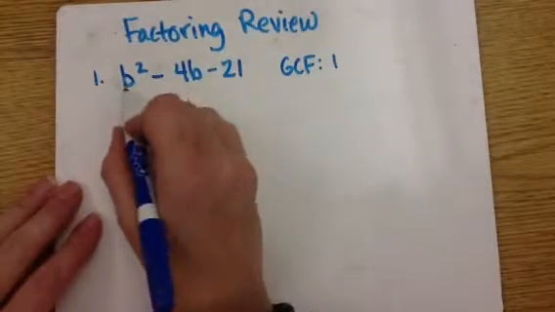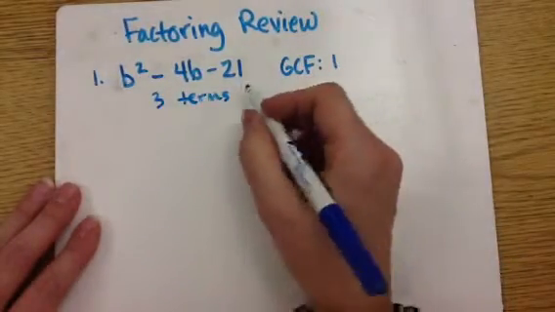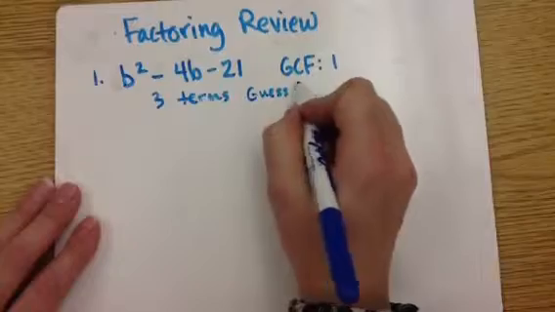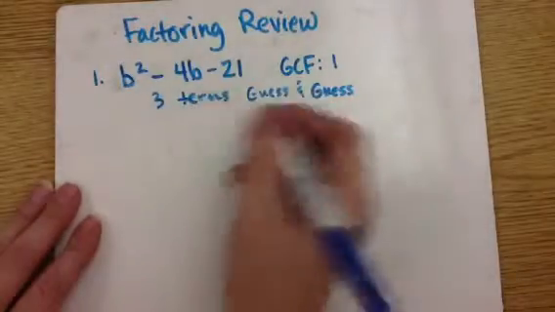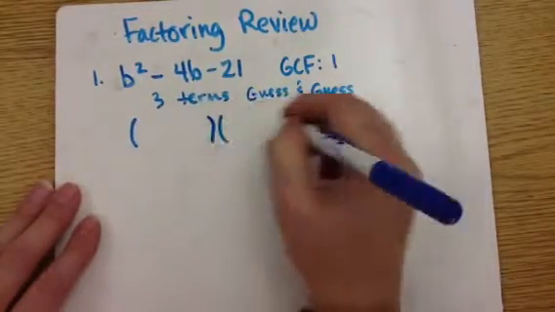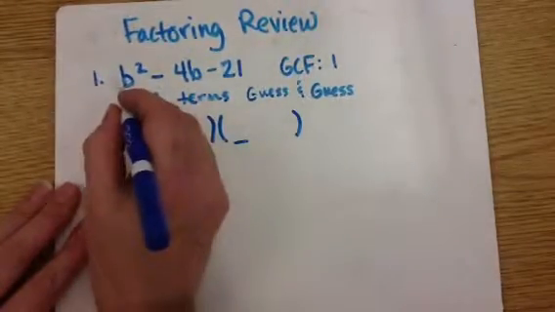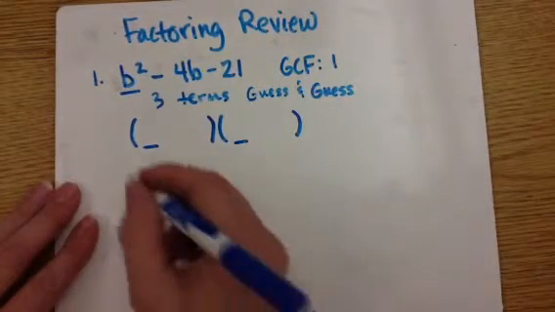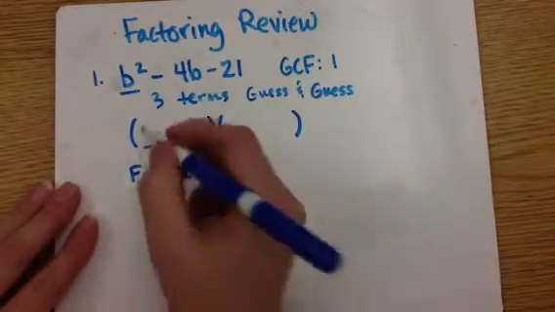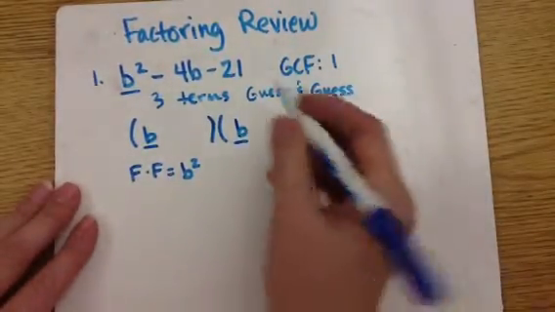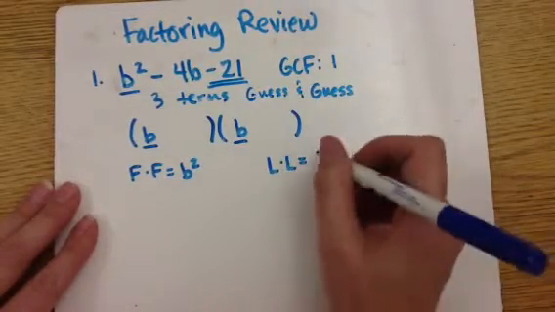And then we're going to look and see how many terms we have. So we've got 3 terms, which means it will either be guess and check, or it could possibly be a perfect square. But guess and check would work even if it was a perfect square. So with 3 terms, guess and check, we start with our 2 parentheses. And we're going to fill in our first terms, which comes from that b squared. So my first times first needs to equal b squared, and the only way to get that is b times b. And then my last times last needs to equal negative 21.